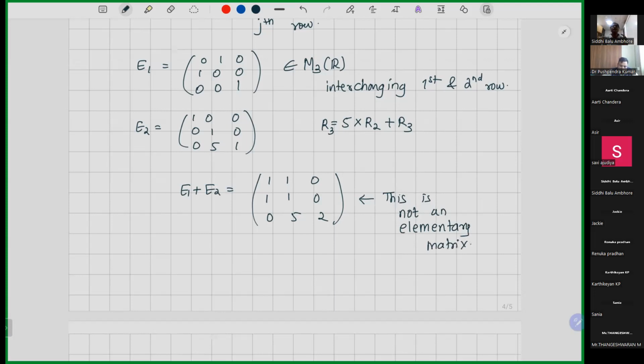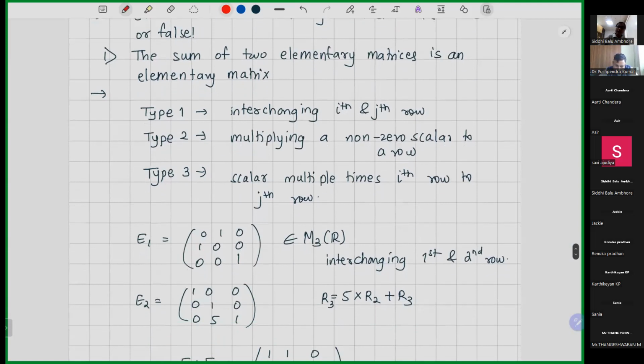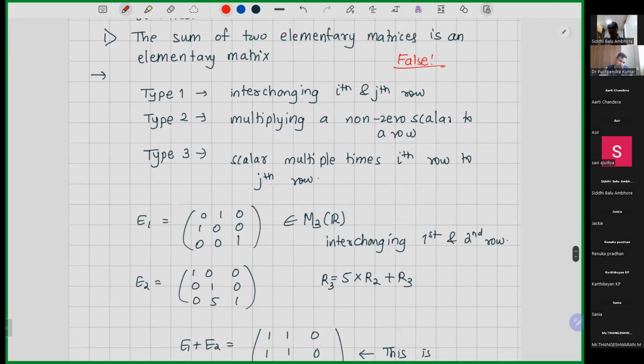Because it's neither an interchange, nor one row multiplied by a scalar, nor a non-zero multiple of one row added to some jth row. So this statement is false: the sum of two elementary matrices need not be an elementary matrix. Okay, any doubts here?